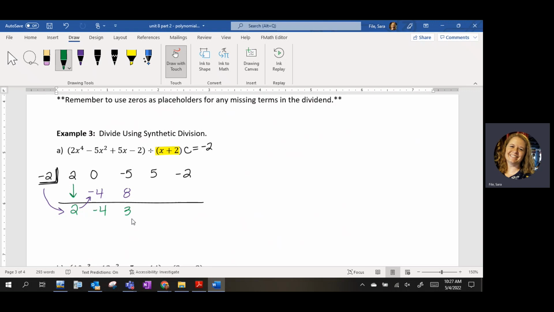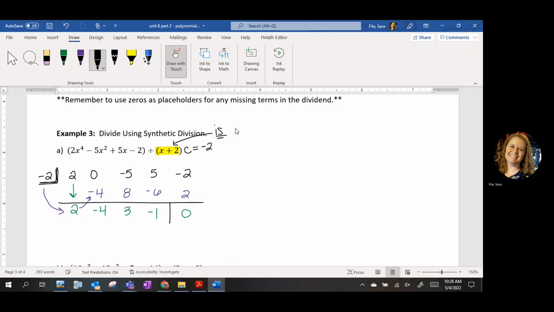-2 times 3 is -6. And then I add this column and get a -1. -2 times -1 is +2. I add that column and that's 0. So this one means that this is a factor because I got a remainder of 0. Does that make sense? Okay, it divided evenly.